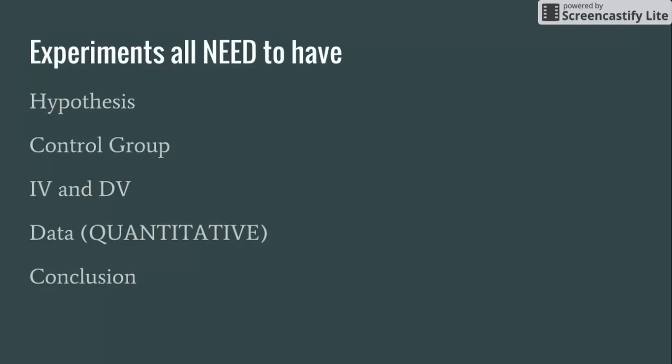Experiments all need to have a hypothesis, a control group, an independent variable, and a dependent variable. They have to have data, which is quantitative, or with numbers, and they need a conclusion that then refers back to the hypothesis.